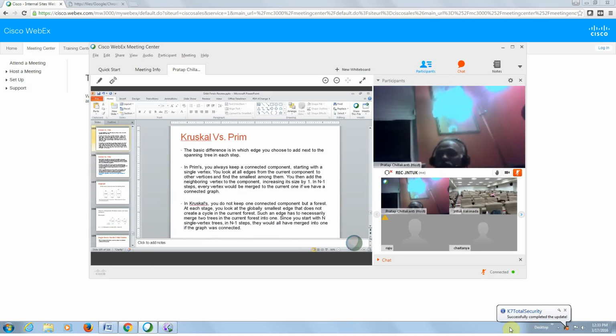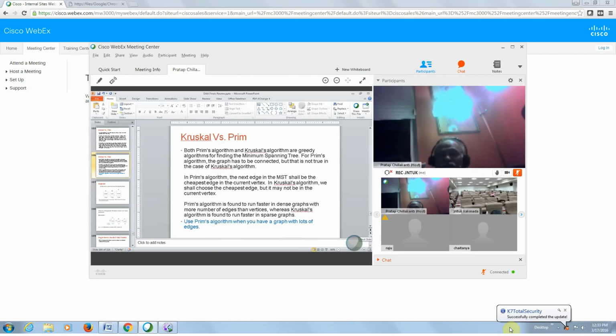Now, Kruskal versus Prim. Same thing, some additional notes on that. I wrote them in different ways. Both are greedy algorithms. So in Prim the graph has to be connected, but that's not true in Kruskal's algorithm, right? One of the primary things you should note here is which one to use when.